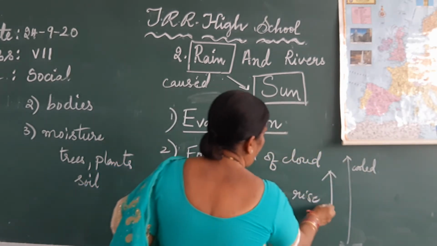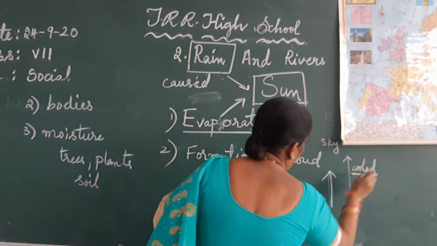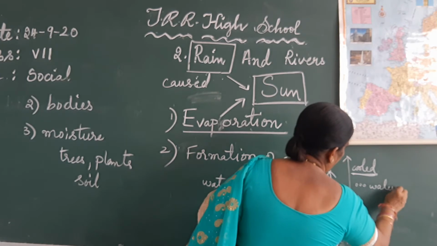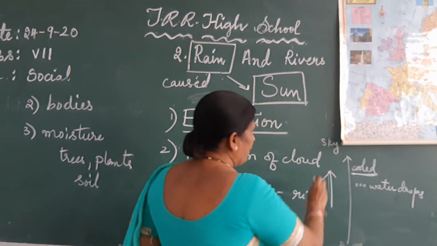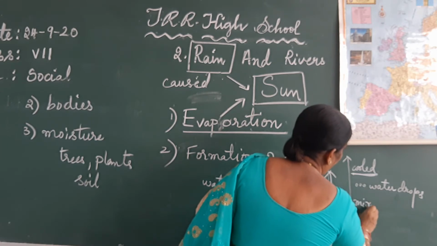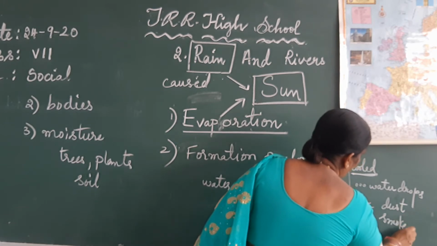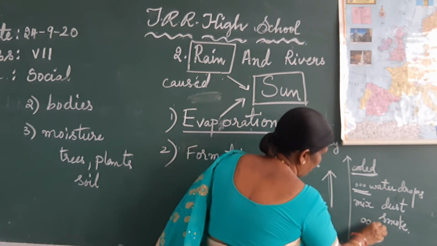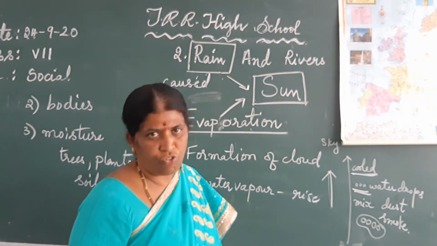So as the water vapor rises up in the sky, the temperature is cooled and it will form into small water drops. And these small water drops in the air will mix with dust and smoke. When they mix with dust and smoke, they become a little bit bigger and they will form into a cloud.